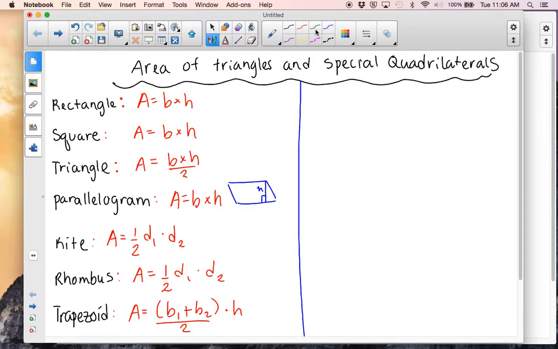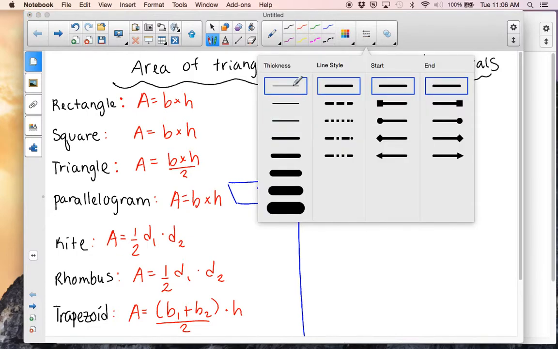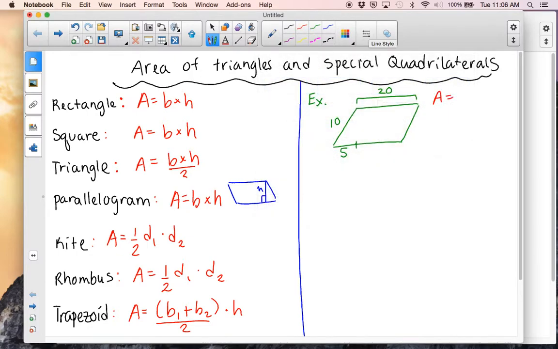Okay, so some examples. Let's say I give you this figure and I say, here's a parallelogram. And I tell you this is 10 and this distance to here is 5. And I tell you this whole distance here is, let's say, 20. And I ask you, what is the area? Well, first thing you need to think is area equals, for a parallelogram, base times height. So here's your height.